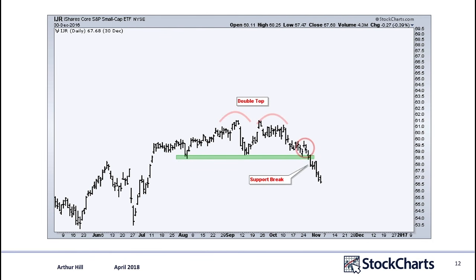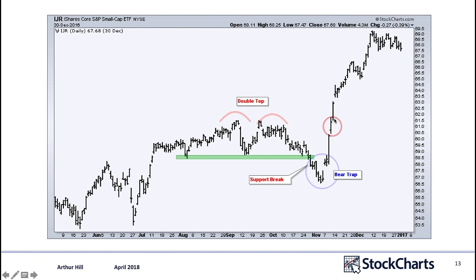Well, the gap immediately fails and we break support. So we have to reassess what's going on. What's happening? Well, look, there are two highs in the same area, and clearly a lot of support here and a break. So we have a double top. We have a bearish reversal, so this trend is now down. And what happens? Boom, we have a gap, a bear trap, and one of the biggest rallies in years over that 5-week period there. So you sprung the bear trap.